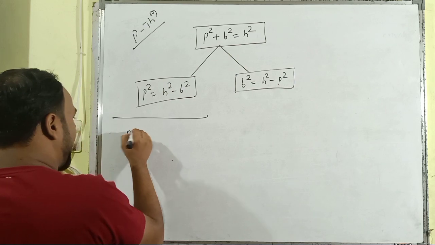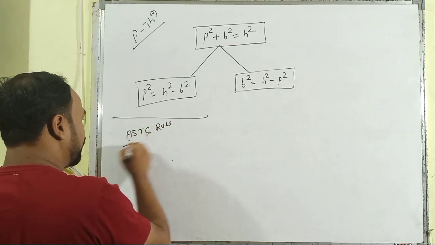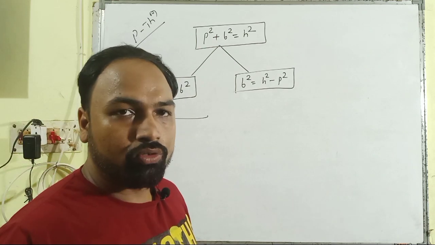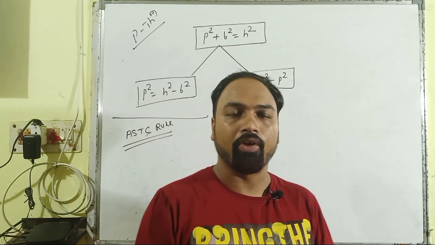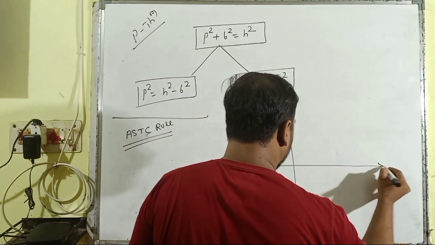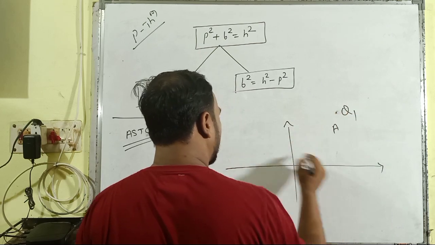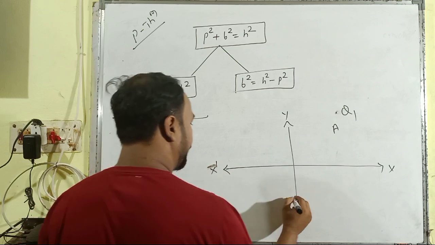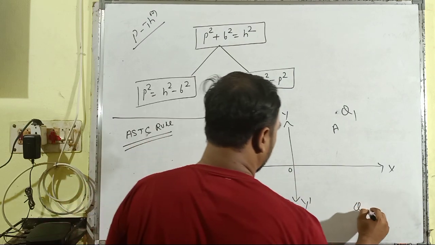Then moving towards the ASTC rule. This is very, very important because we have to find out all of the trigonometric functions, and they will be different in each quadrant. This is the first quadrant, called Q1. This is quadrant number 2, this is quadrant 3, and this is quadrant 4.